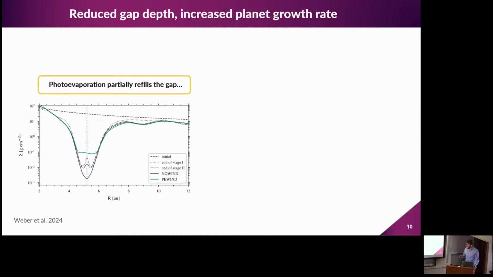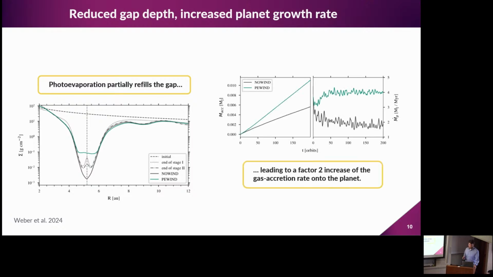So as a result, we have a much higher density in the gap. This shows you the surface density, and the green line is the case with photoevaporation, and the solid black line here is without, and there's a more than an order of magnitude difference there, which is one of the key takeaways I would like you to remember. Photoevaporation can partially refill that gap.